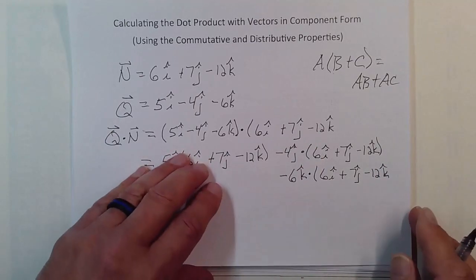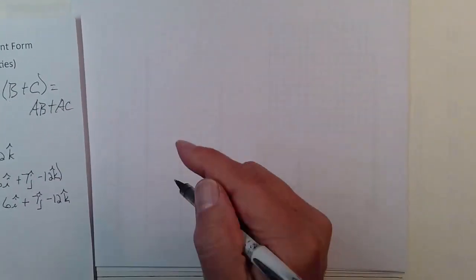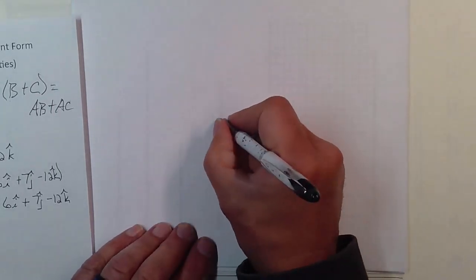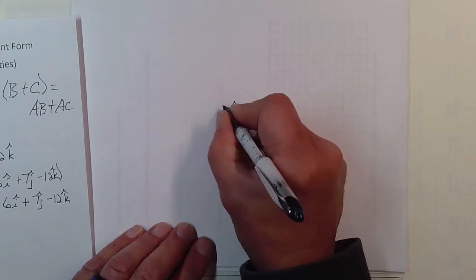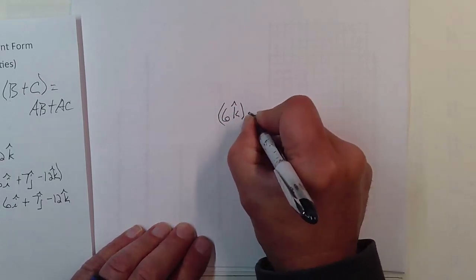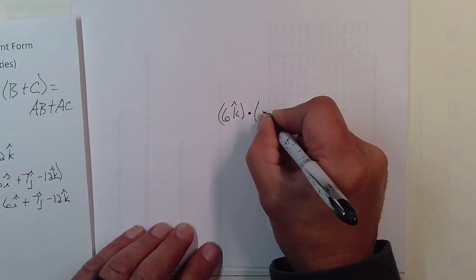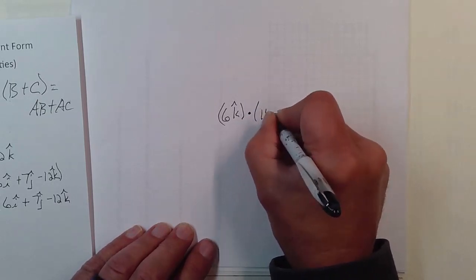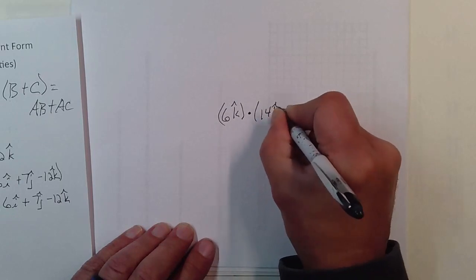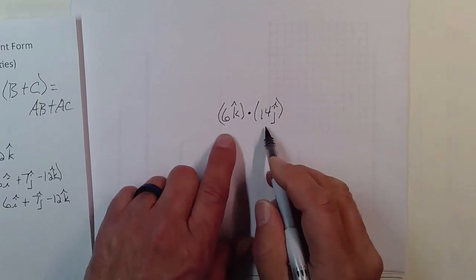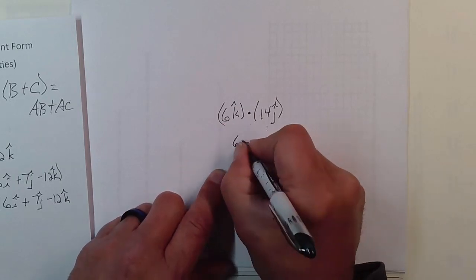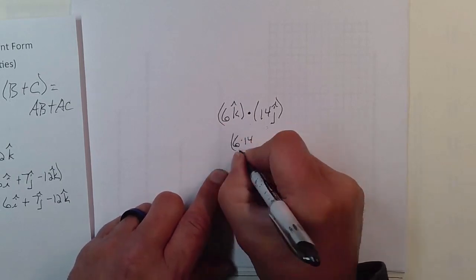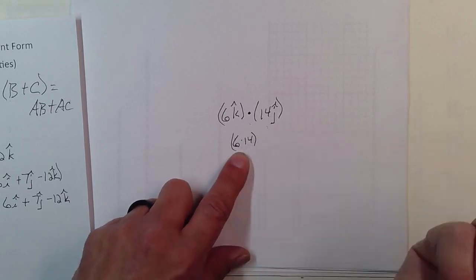Let me show you real quick what happens when we have a scalar like 6k hat, and that's a vector, dotted with another vector, which is, I don't know, we could have 14j hat, something like that. Well, you take the scalars and multiply them together. So that'll be 6 times 14, and that's just ordinary arithmetic.